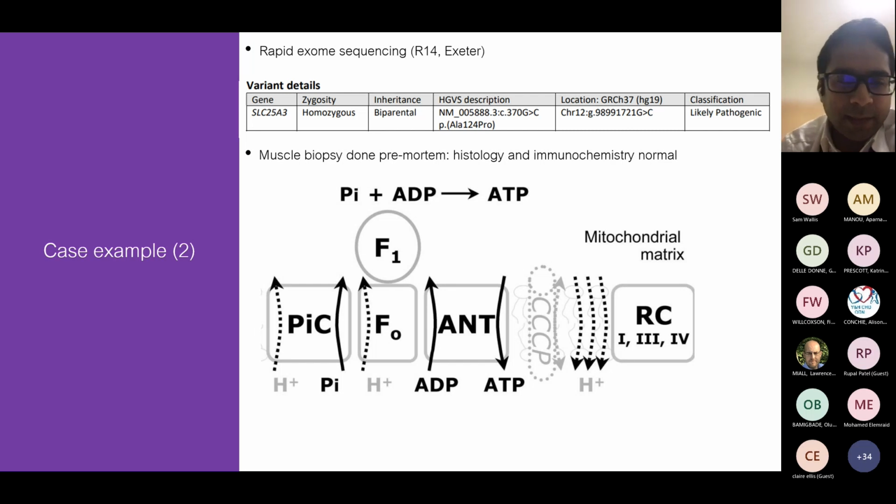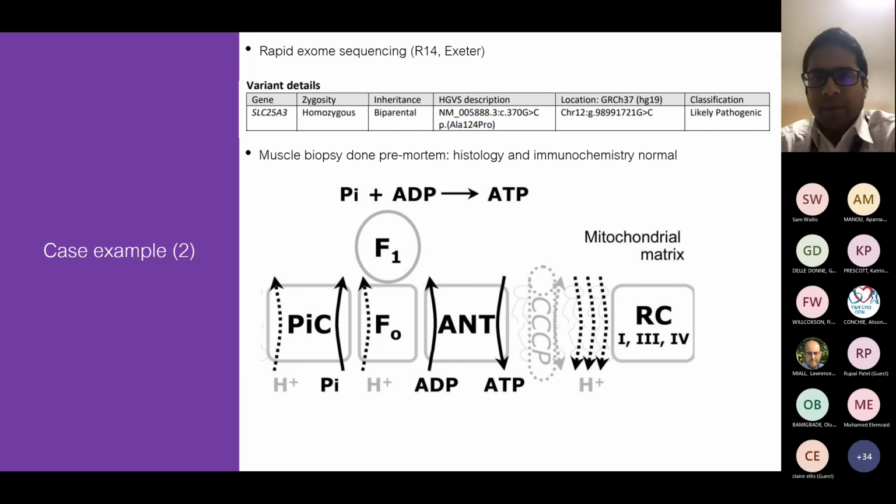And interestingly, Grazia, you presented a case where we did a muscle biopsy. There was an abnormal muscle biopsy, and that suggested mitochondrial disorder. Interestingly, here we did a muscle biopsy and it was completely normal.